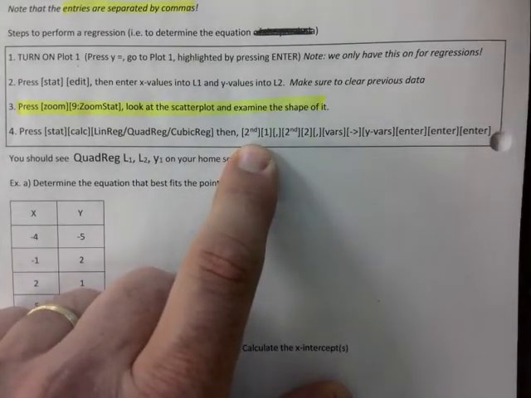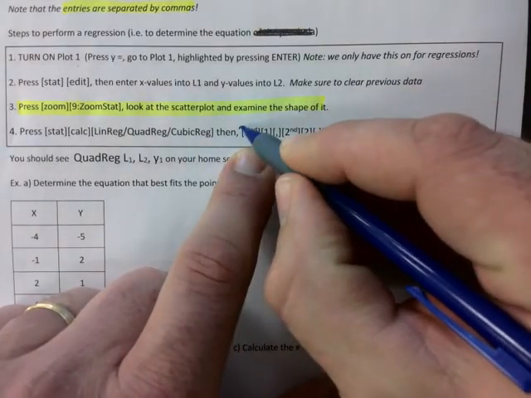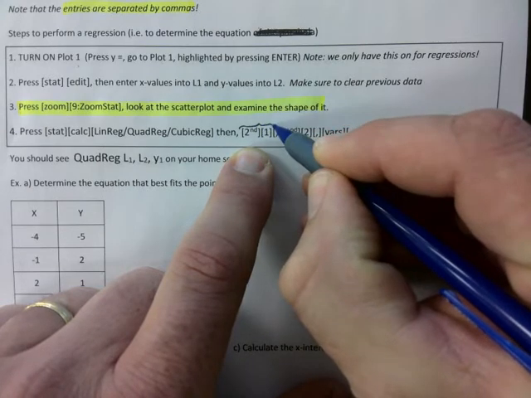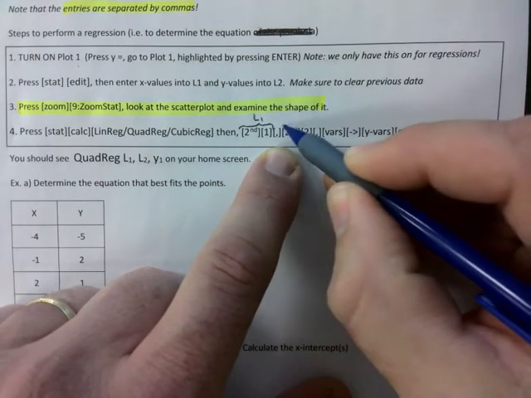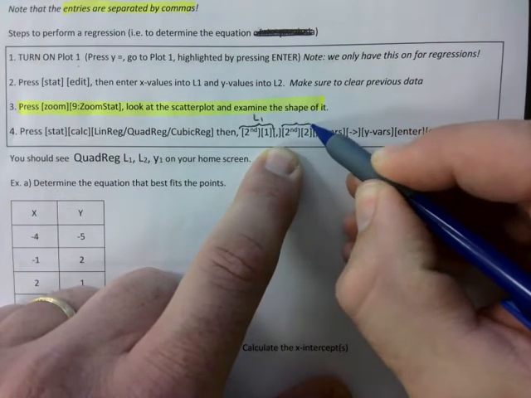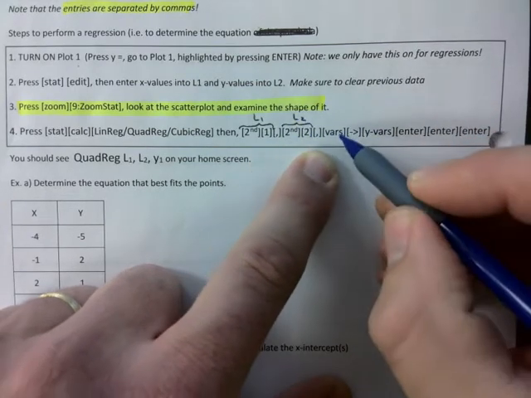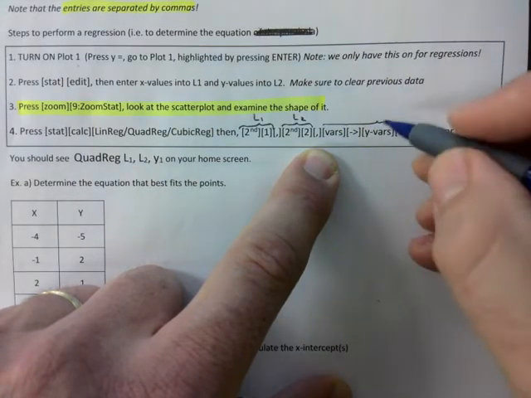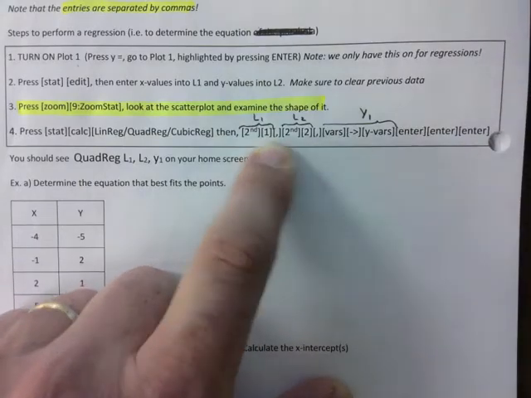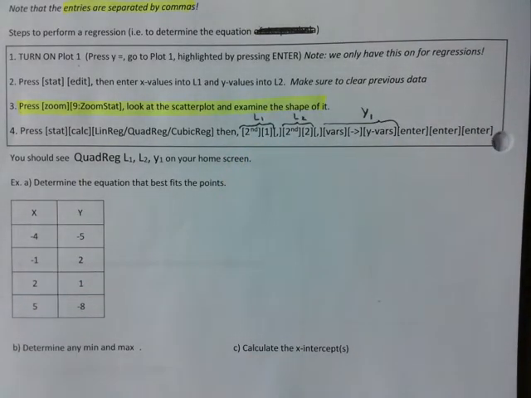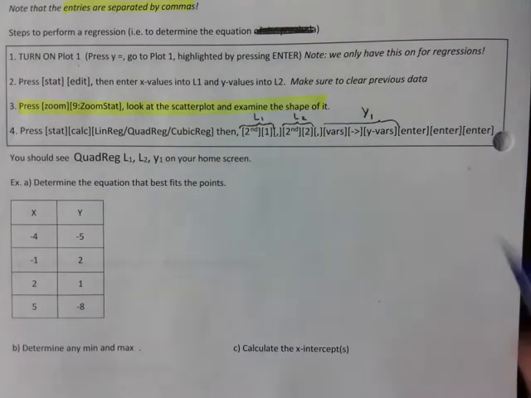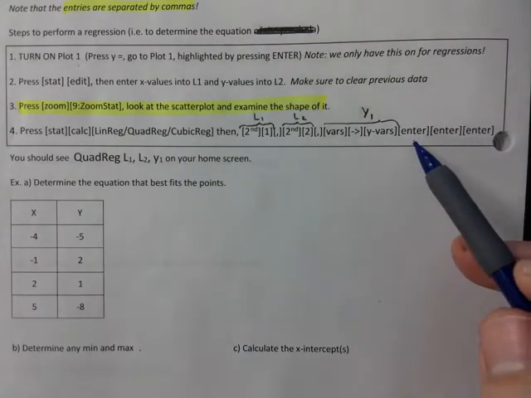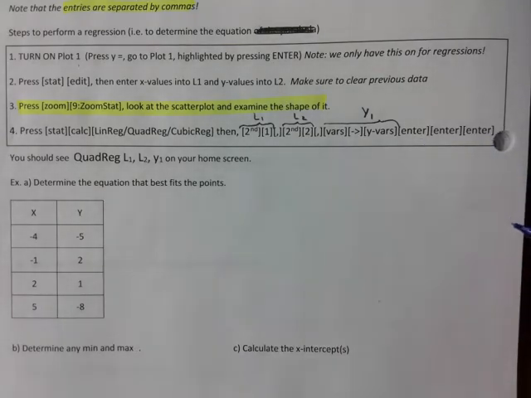Then, you remember this? This kind of scared you probably at first. But this is just to call L1. This here is to call L2. And this whole thing here is to call Y1. We press those buttons just to call L1, L2, and Y1. And why are we pressing enter, enter, enter? Because in doing so, you will actually perform the regression.